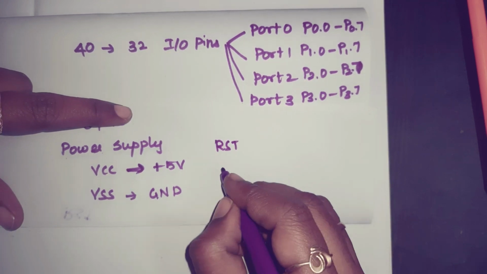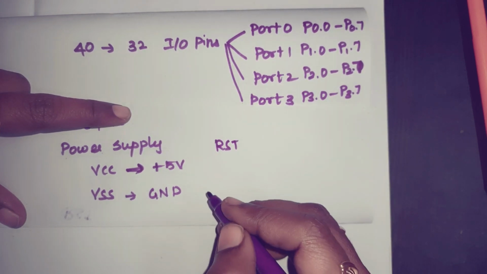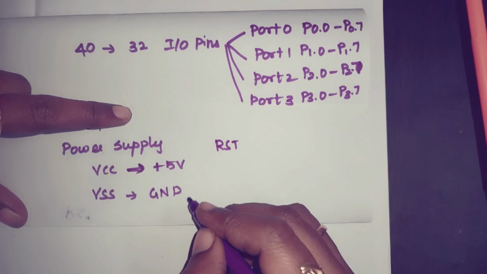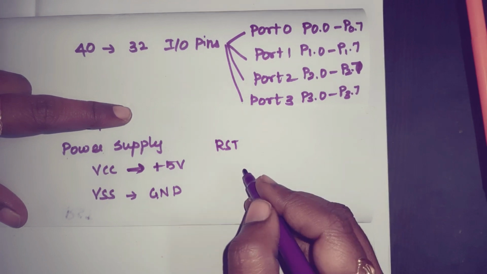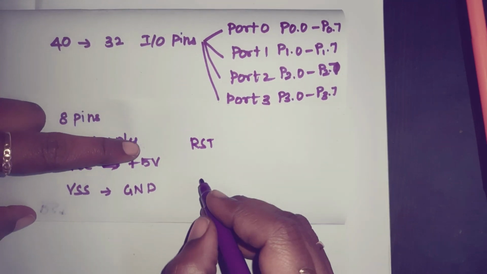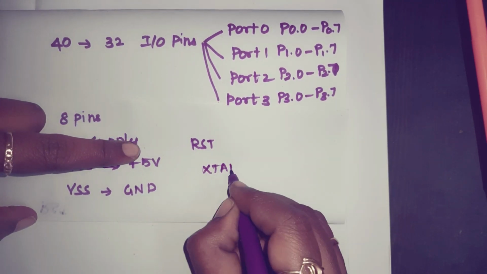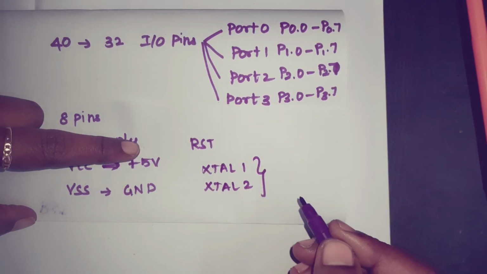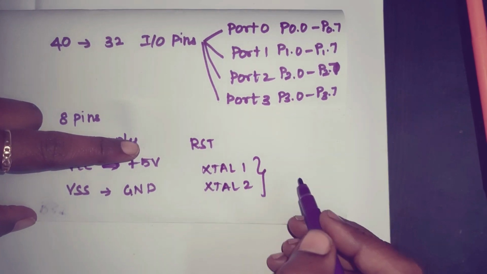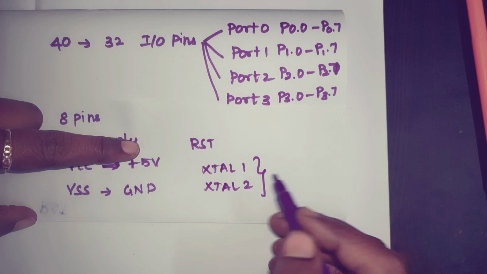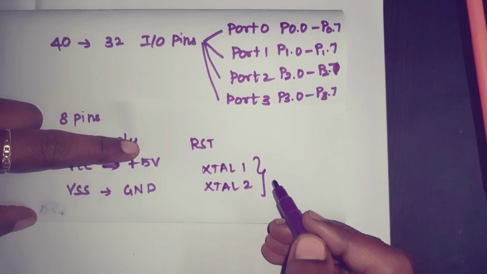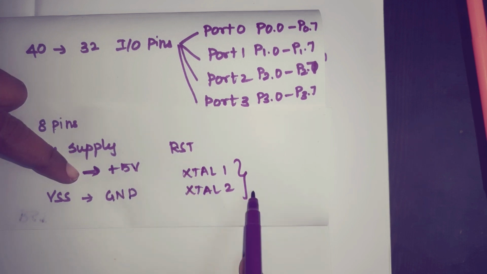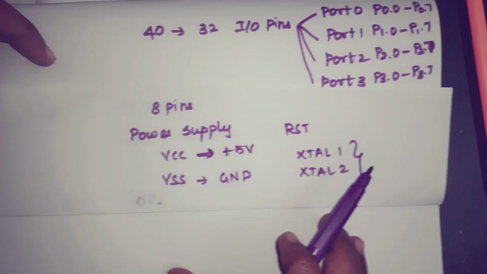And next, if you want to generate a different clock frequency, we have to connect an external crystal oscillator to this microcontroller. For that, there are 2 pins, that is Crystal 1 and Crystal 2. These 2 pins are to connect the external quartz crystal oscillator into this microcontroller, which will generate the different clock frequency. Out of 8, 2, 3, 4, 5. So 5 pins are over, remaining 3.